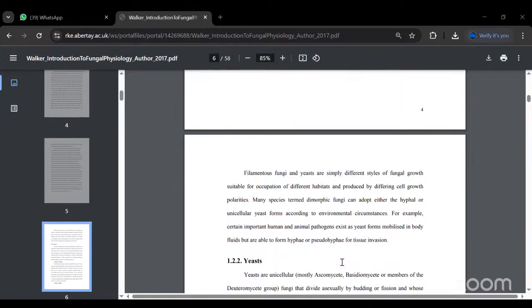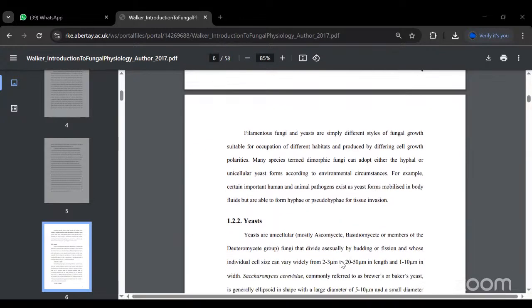Many species, termed dimorphic fungi, can adopt either the hyphal or unicellular yeast form according to environmental circumstances. For example, certain important human and animal pathogens exist as yeast, mobilized in body fluid, but are able to form hyphae and pseudohyphae for tissue invasion.